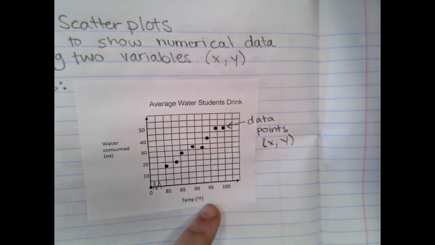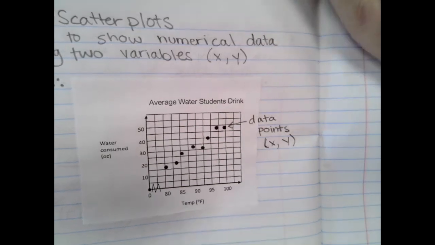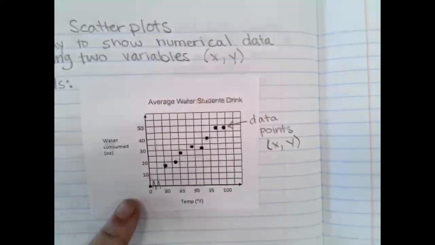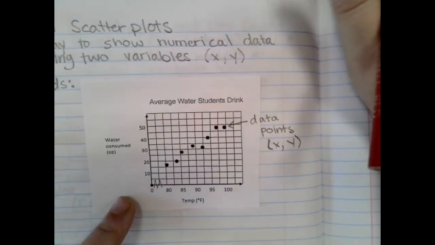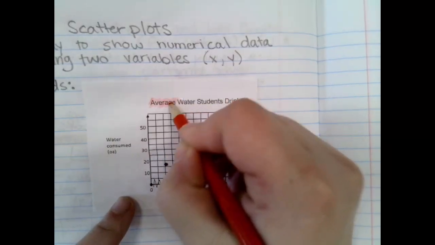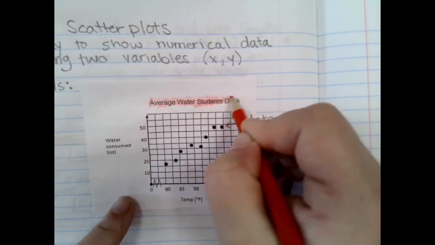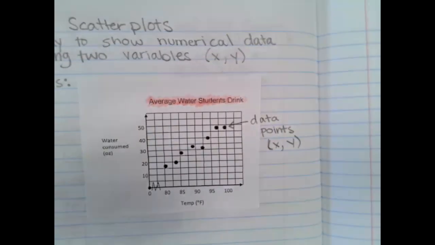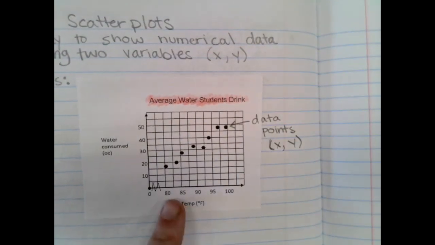What else do we see? The title. Good. What is our title here? Average water students drink. So that's a really important part. And that's really what I'm using colors for, to draw our attention to the important parts. And this is called our title.